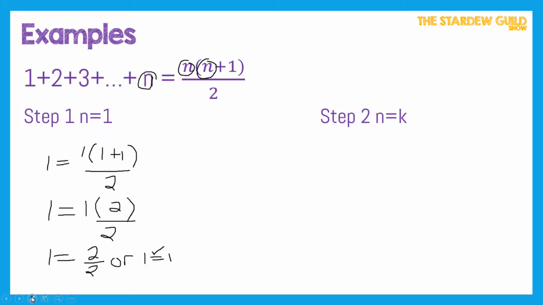On step number 2, we will change the variable n to k. We will substitute n with k. So 1 plus 2 plus 3 plus k is equal to k multiplied by k plus 1 over 2.